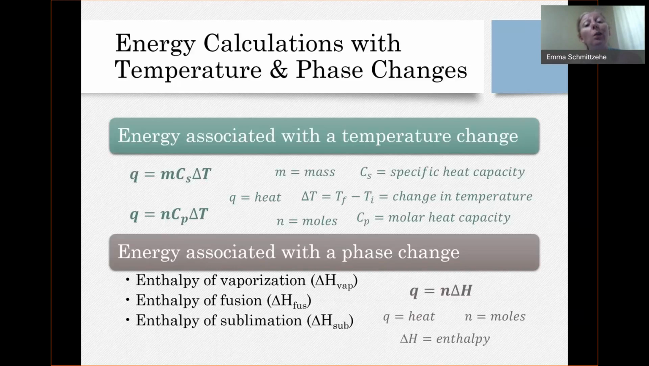So you can put all of this stuff together if you have a multi-step process where you have temperature changing and then phase changing and then temperature changing again. You would just have to do multiple calculations and then just add them together. So we're going to do some examples.